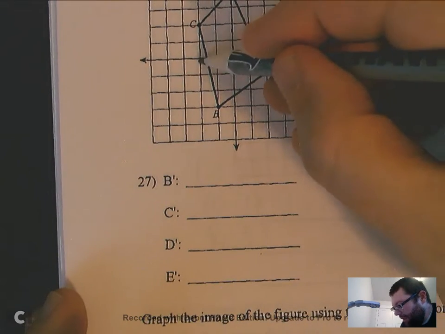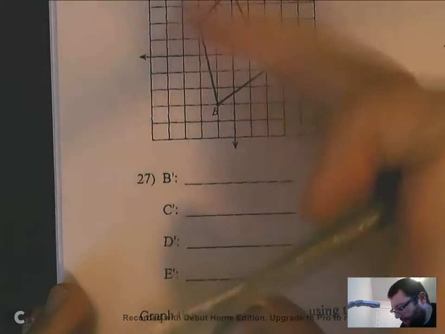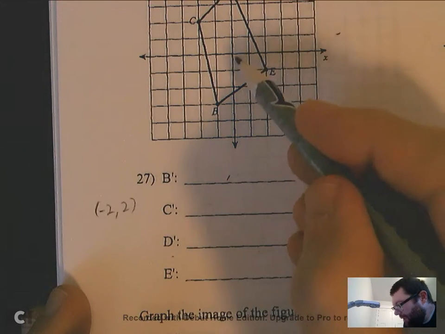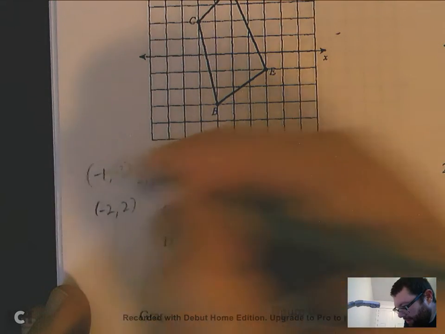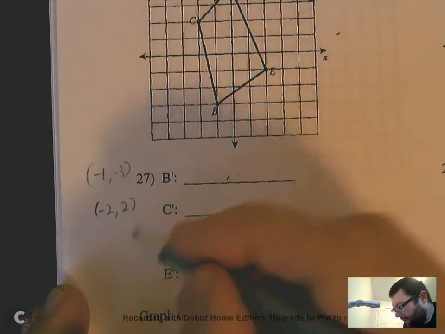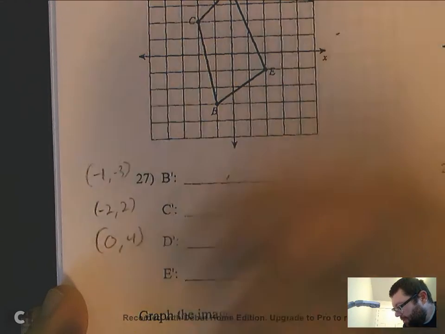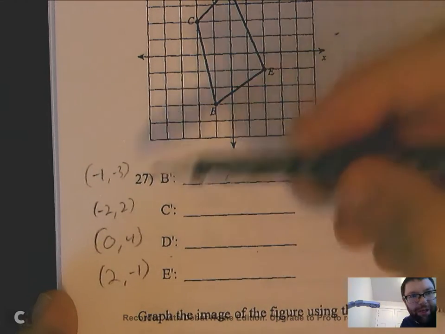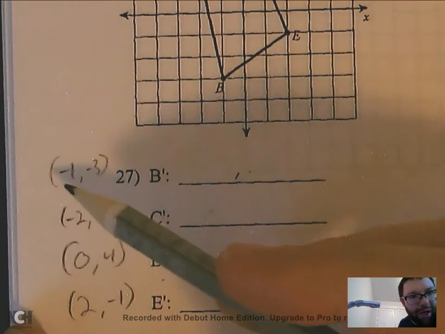So C is negative 2, 2. Negative 2, 2. B is negative 1, negative 3. And then D is 0, 4. And E is 2, negative 1. So all I do now is I just multiply all these numbers. I'll zoom in here a little bit, I guess. I just multiply these numbers by 0.5.